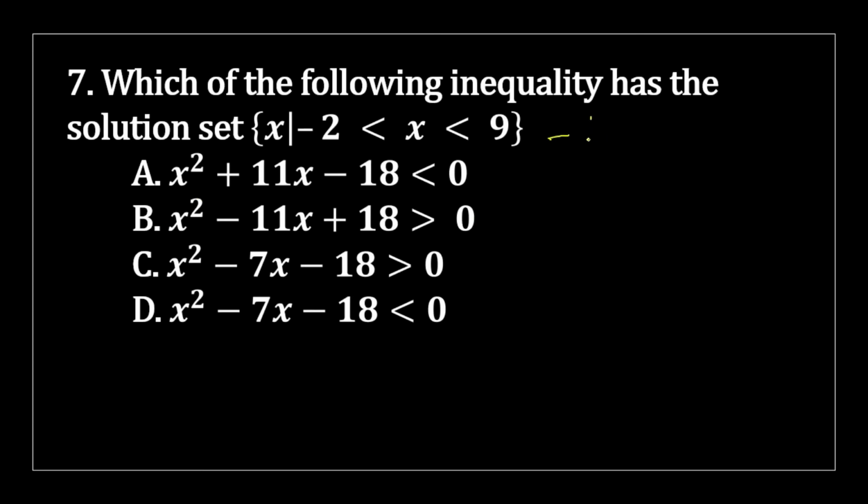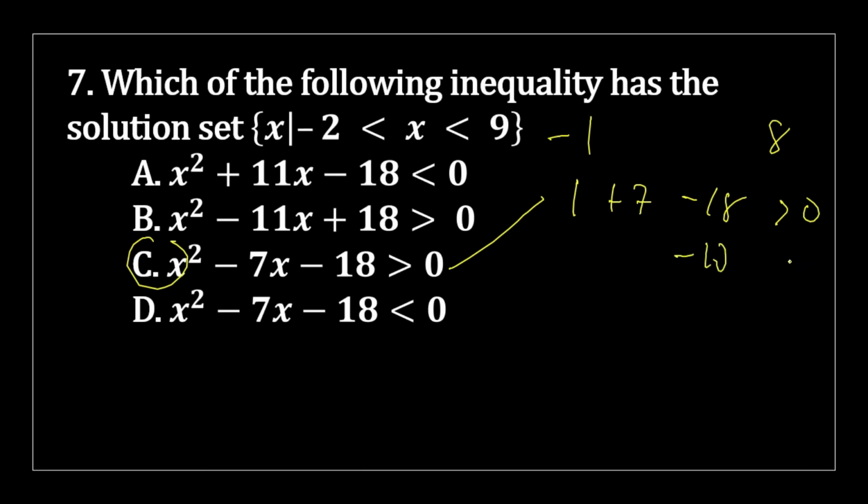Again, let's try letter C, negative 1 and 8. That's the value that we choose. So x, let's try letter C. So negative 1 squared is 1. Negative 7 times negative 1 is positive 7 minus 18 greater than 0. So this one is negative 10. So negative 10 is not greater than 0. So this C is not correct. We don't need to compute for 8 because this one is already not correct.